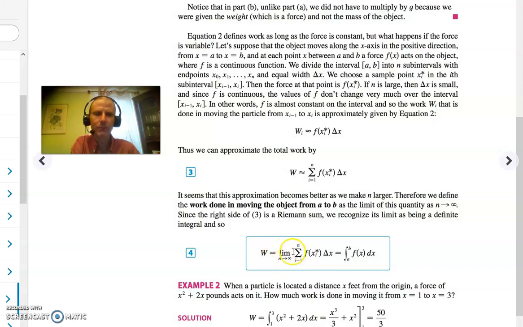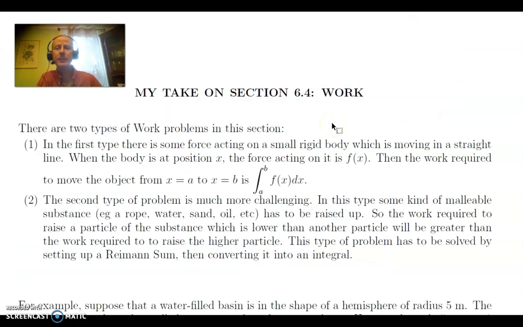the limit as n goes to infinity of the sum from i equals 1 to n of f of xi star times delta x, which, by the definition of the definite integral, is the integral from a to b of f of x dx, which, by the amazing fundamental theorem of calculus, we can find by doing antiderivatives. Now, this lovely formula that the work is the integral from a to b of f of x dx applies when you have an object moving along a straight line and a force being applied at position x equal to f of x. However, there are a lot of other situations where we might want to calculate the work.